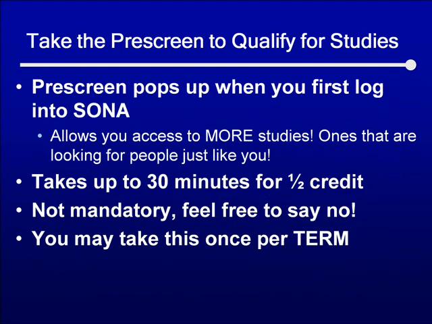When you first log into Sona, you'll be presented with a pre-screening survey, which is an online survey that qualifies you for other studies. Hopefully it should give you access to more studies. So people that are looking for particular demographic information that you may fit, they'll put questions in this pre-screening and give you access to their studies. It takes a little less than 30 minutes. You'll still get a half credit. It's also not mandatory, so you can go through the whole thing and say you prefer not to answer any of the questions, and that's just fine.